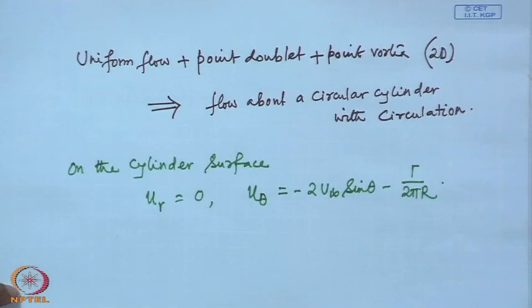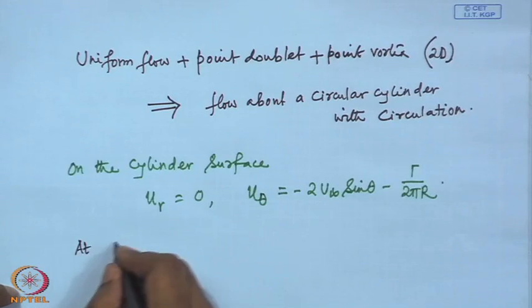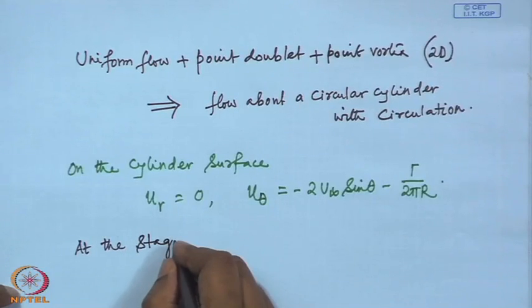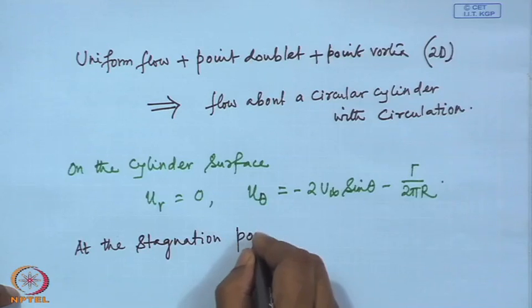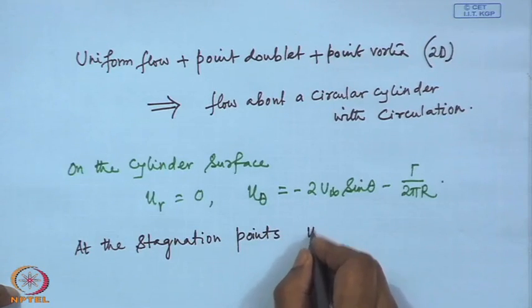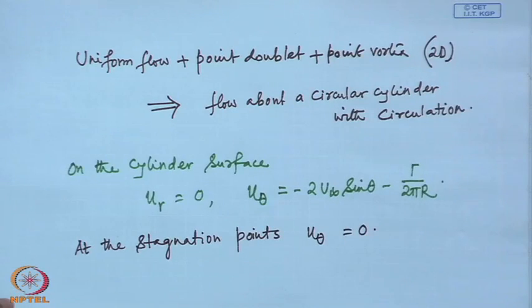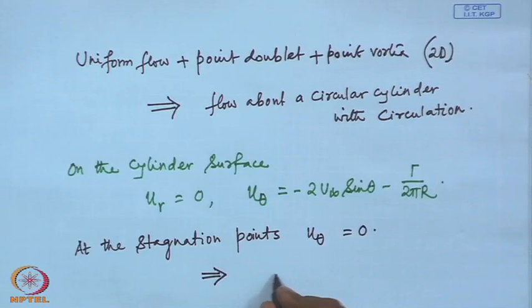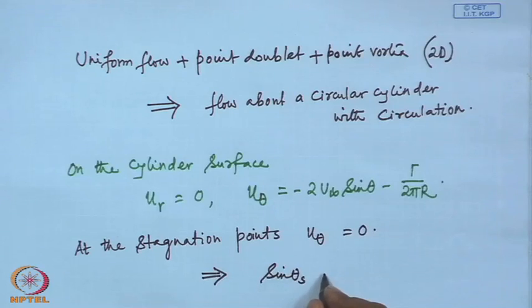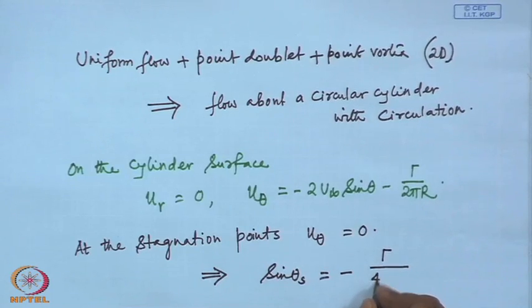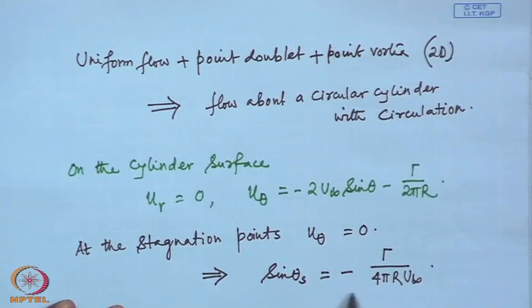So, at the stagnation points u theta equal to 0, and if the stagnation points are denoted by theta s, then what is theta s? What is the location of the stagnation points? Yes, sin theta s equal to this gives the location of the stagnation points.